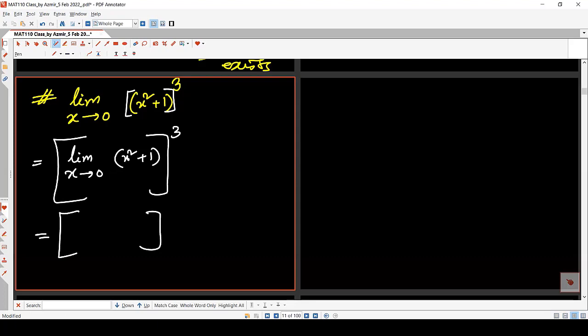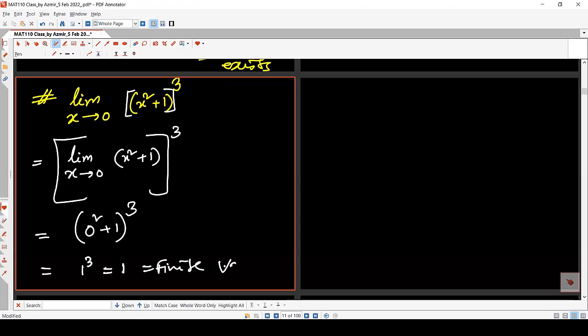Now it is easy to compute. If we input 0 where we have x, we have 0 squared plus 1, power 3. That means, if we write it in a nice way, we have 1 cubed, that is actually 1. This is a finite value, that means the limit exists.